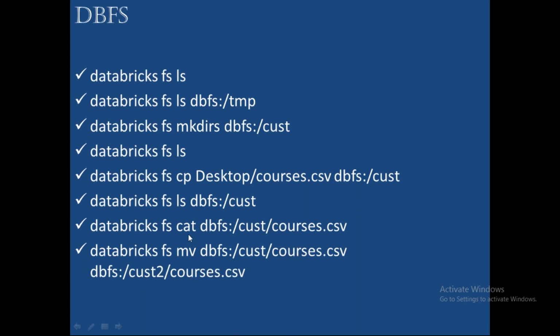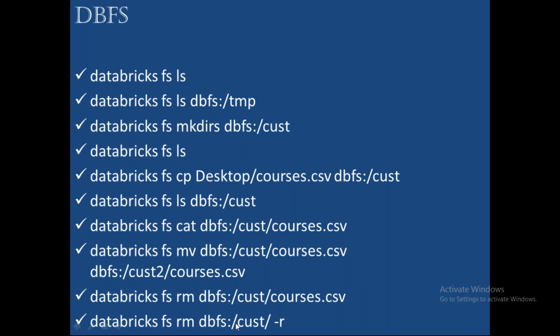When you are moving, if you want to rename it, you can rename it. Okay, you know, right? For renaming we use the mv command in Linux also. So from the cust folder, I am moving the file into the cust2 folder. Databricks fs rm, file system rm, removing. I am removing which file? The courses.csv file will be removed. Now when I say dbfs:/cust -r, what will it do? It will delete this entire directory. The cust directory itself is going to be deleted.